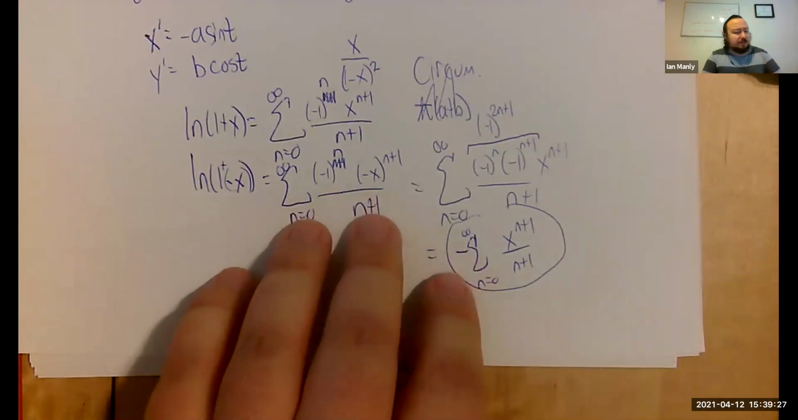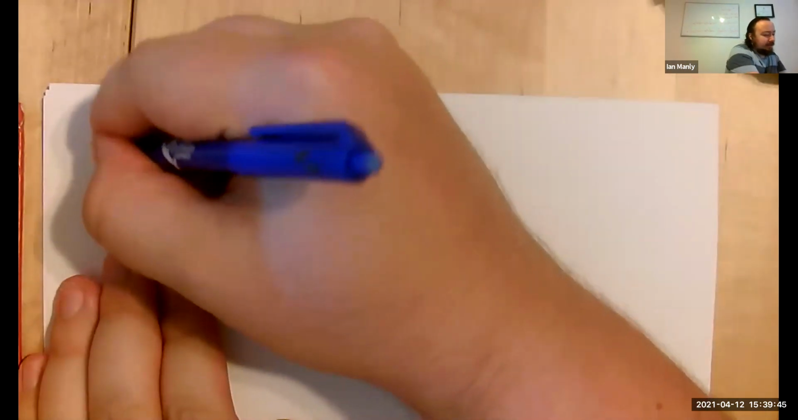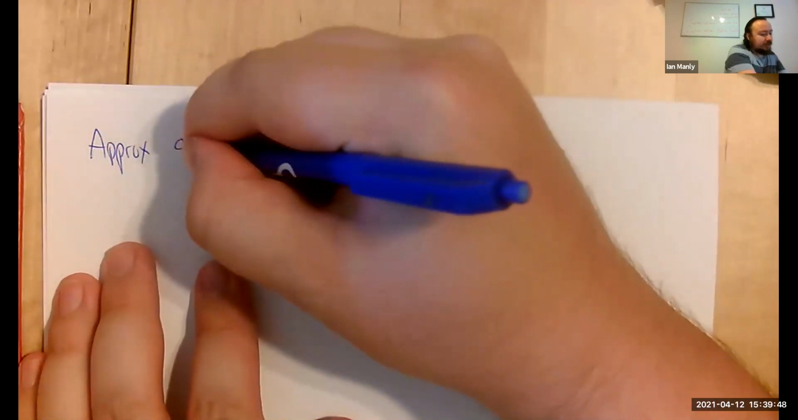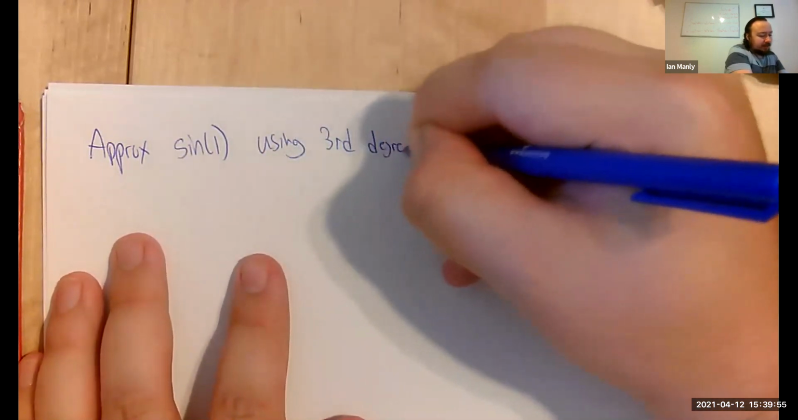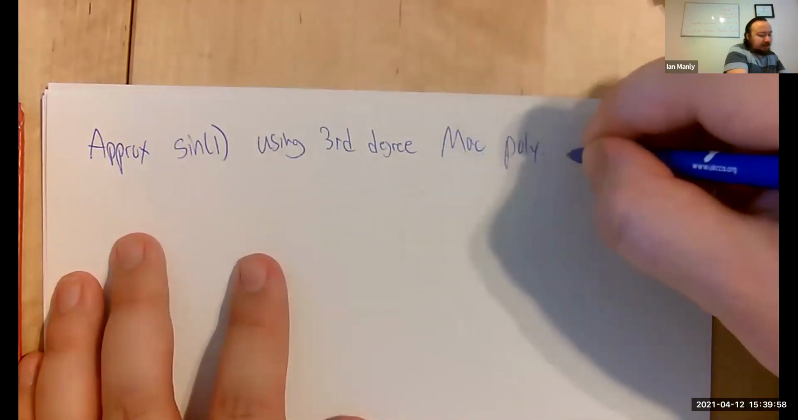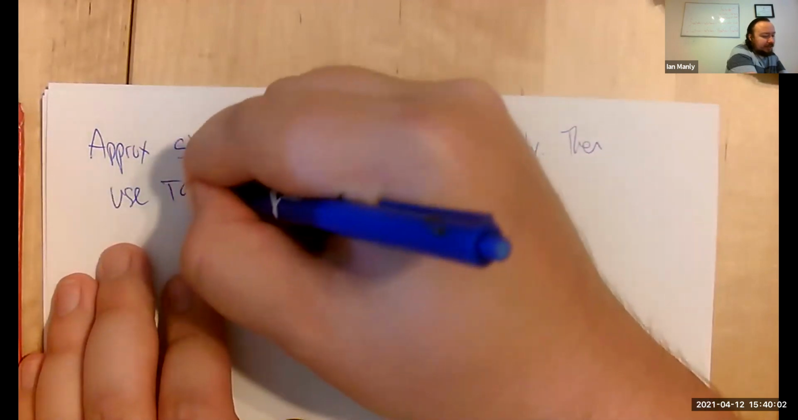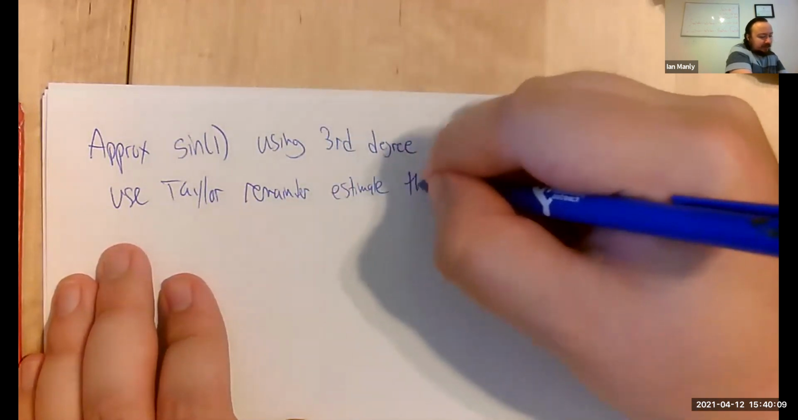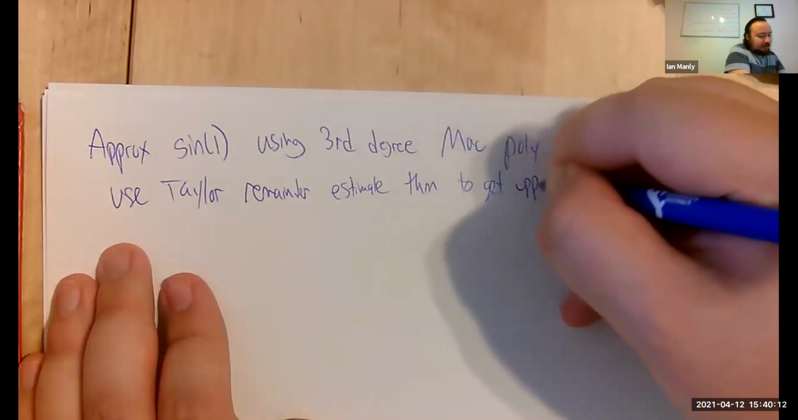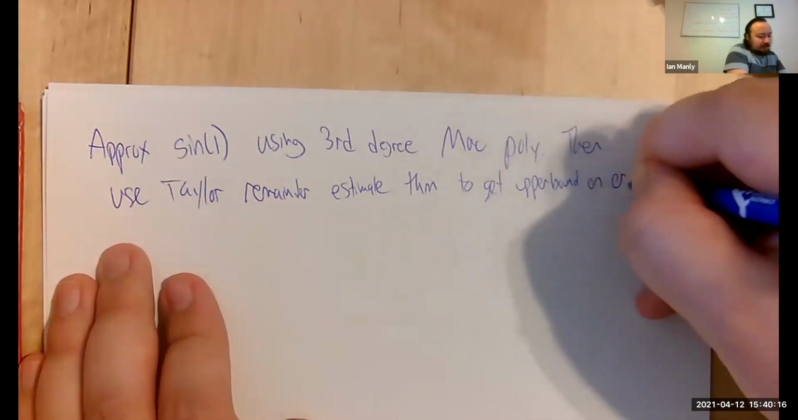But let me just make one up. I'll make one up where you actually have to compute the M, because that's probably the most difficult scenario, one where we would have to compute the M. So let's say that I want to approximate sine of 1 using a third degree Maclaurin polynomial. Then use the Taylor remainder estimate theorem to get an upper bound on the error.